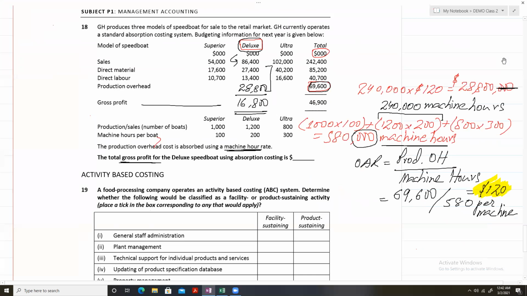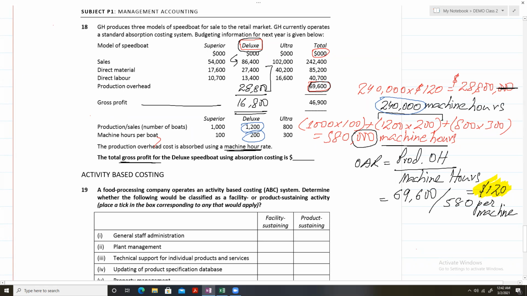Deluxe speedboat actually takes 240,000 machine hours. And how did we determine that deluxe speedboat takes 240,000 machine hours? Since 1200 units of deluxe are produced and each unit takes 200 machine hours, so 1200 multiplied by 200 gives 240,000 machine hours.